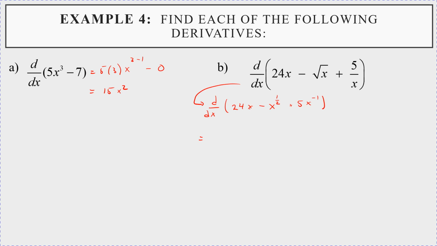Well, the derivative of just x is 1, so it's just 24 times 1. Minus, bring the 1/2 down, x to the 1/2 minus 1, plus 5, bring the -1 down, x to the -1, and then I have to subtract 1. So I'm just going to clean this up a little. So this is just 24 minus 1/2, x to the 1/2 minus 1 gets me x to the -1/2. 5 times -1 gets me minus 5. And then -1 minus 1 gets me -2.